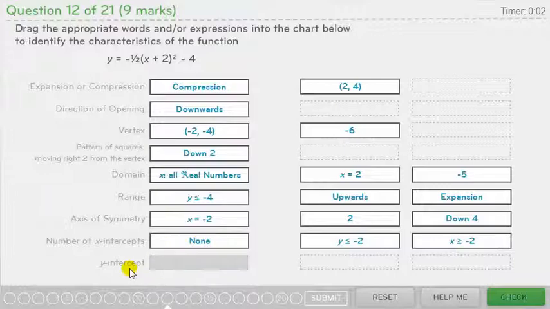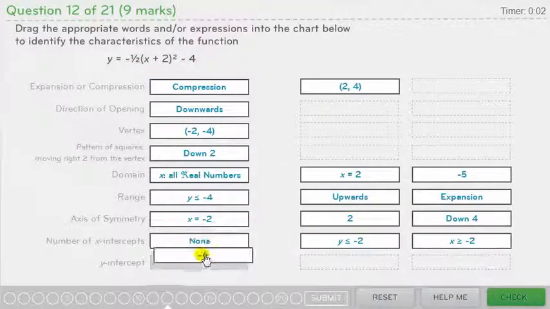And lastly, our y-intercept. Our y-intercept occurs when x equals 0. So 0 plus 2 is 2. 2 squared is 4. 4 times -1/2 is -2. Minus 4 more is -6. So our y-intercept is at -6.